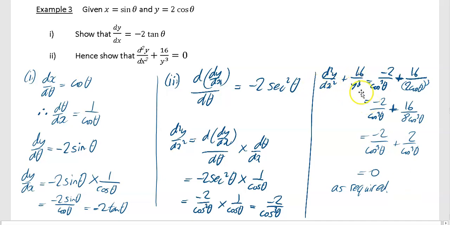Okay, so the important thing is don't say at this stage that this is equal to 0. Just investigate the left hand side, and then it's like the big reveal at the end. It is equal to 0, so you've solved it. You've got what you need.